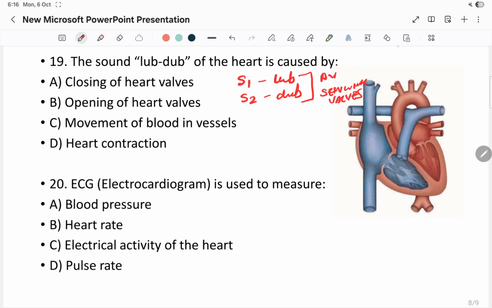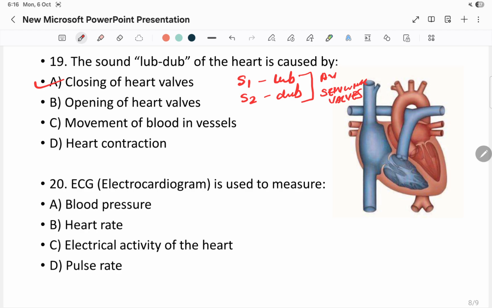Atrioventricular valves, we have two, tricuspid and mitral valve. Semilunar valves also we have two, that is aortic valve and the pulmonary valve. So here the correct answer is option number A, closing of heart valves.